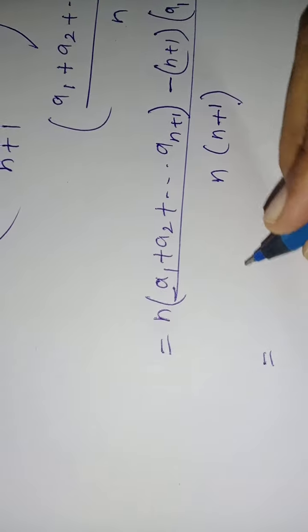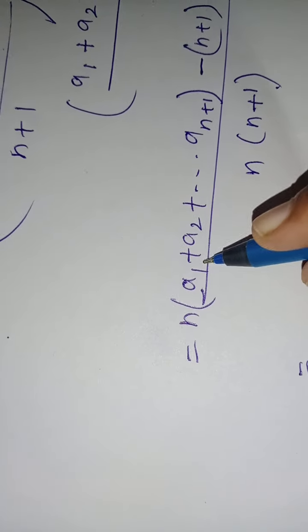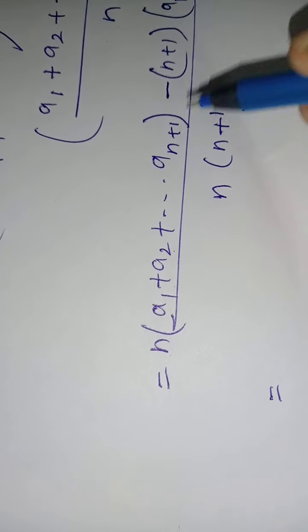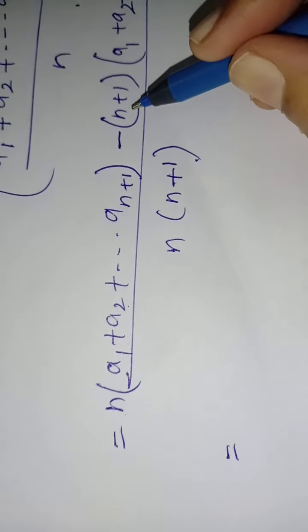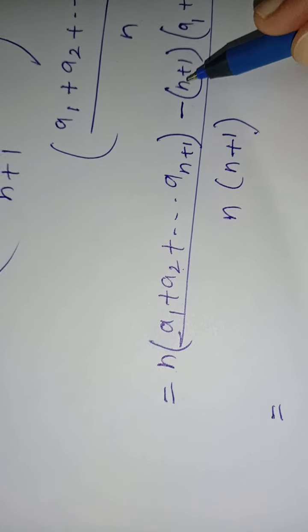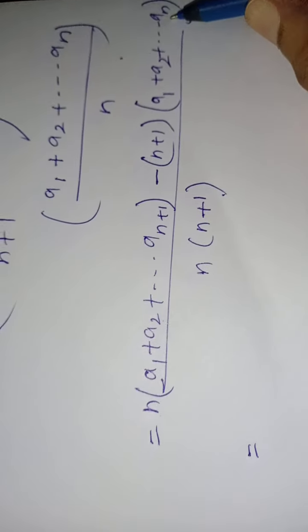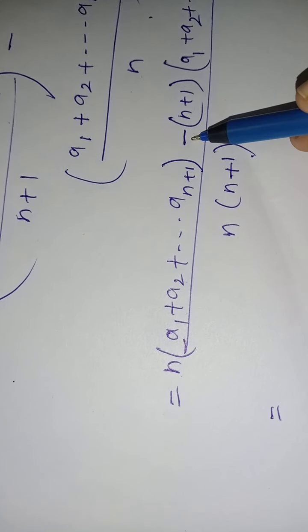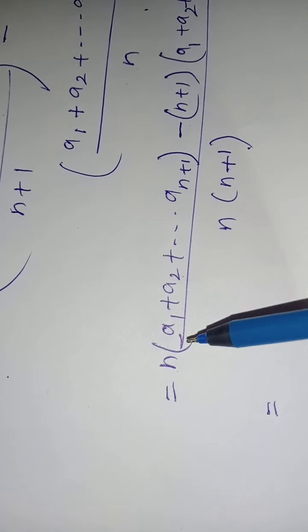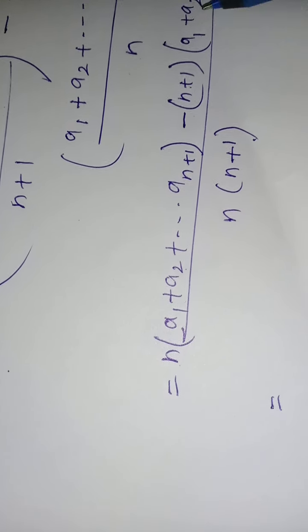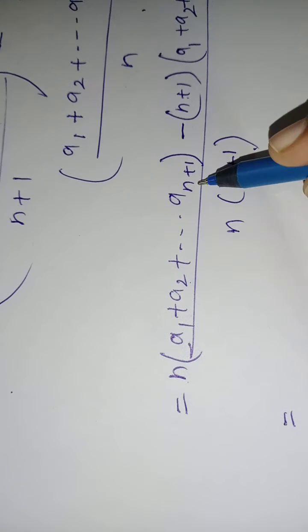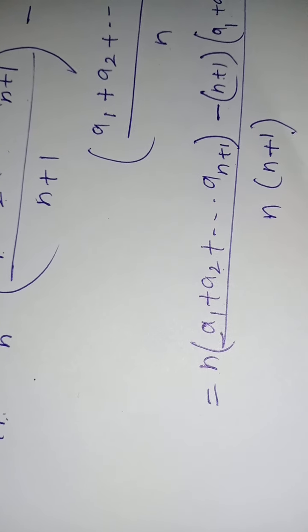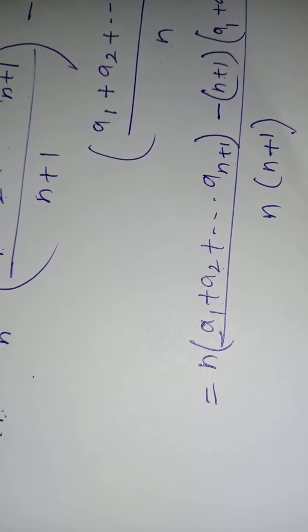Here we get n into a1, n into a2, n into an+1, minus, if we expand this term, here also we get n into a1, n into a2 plus and so on n into an. Therefore, we cancel these two terms. Here n into a1, the terms get cancelled. Therefore, the remaining term is n into an+1, and here the remaining term is n into an.